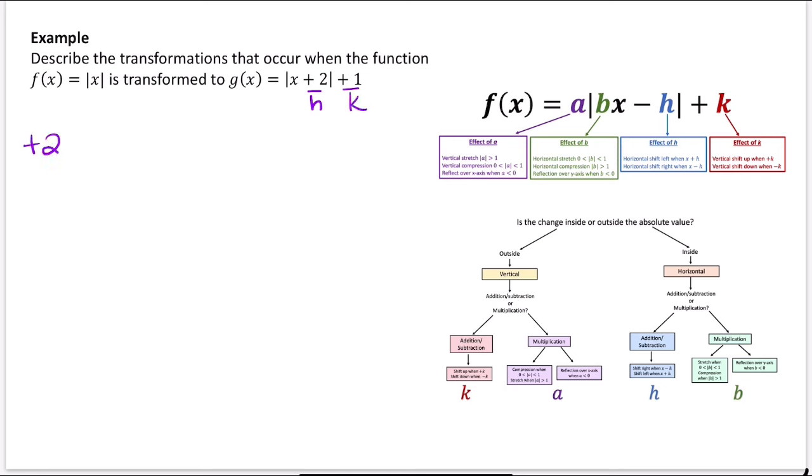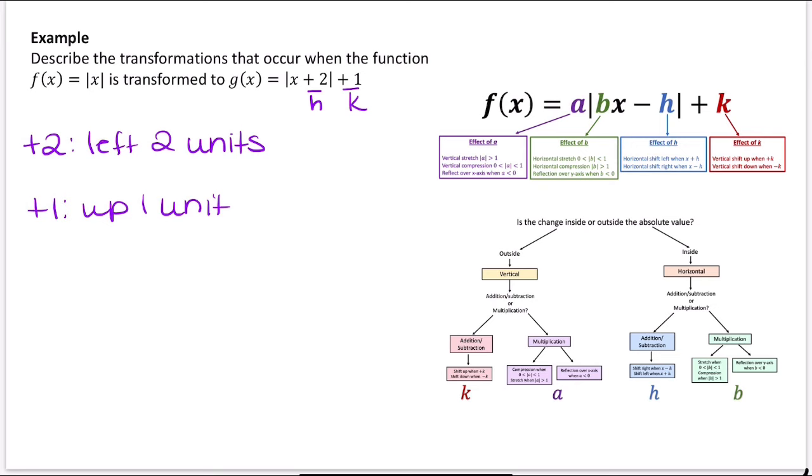So then I'm going to list these out, and this is just how I do them. I just list out my numbers and think about what the effects are. Well, my plus 2 is inside my absolute value, so that's going to be a horizontal change. It's being added, and that tells me if I have x plus h, it's going to be a shift left. So this is going to go left 2 units. That's going to be the effect. And then my k, well, that plus 1 is outside, right? It's being added or subtracted, and it tells me that plus k is going to be a shift up. So this is going to go up 1 unit, okay?